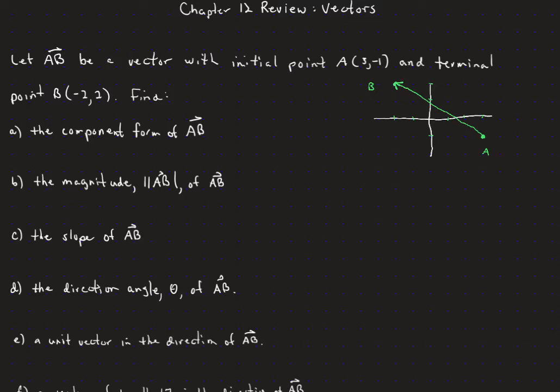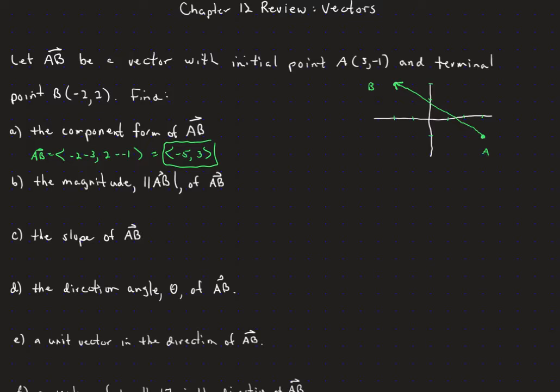So to find the component form, we're going to go tip minus tail. So our vector AB is going to be, and we're going to take the ending point, so B will go a -2 minus 3 for the x component, and then we'll go a 2 minus -1 for the y component. And so that's going to make that be a -5 and a +3. So that is the component form of vector AB.